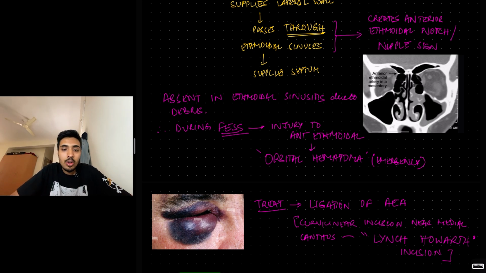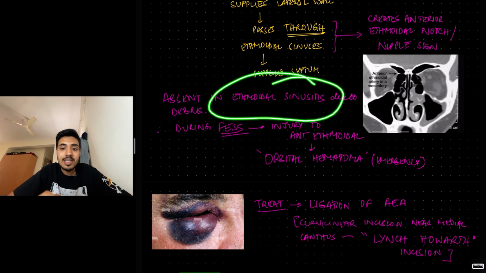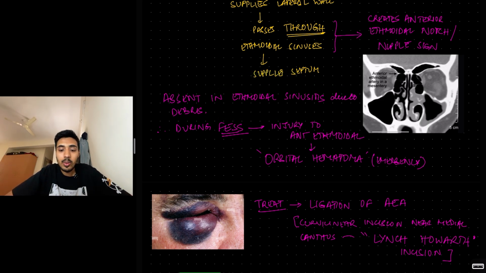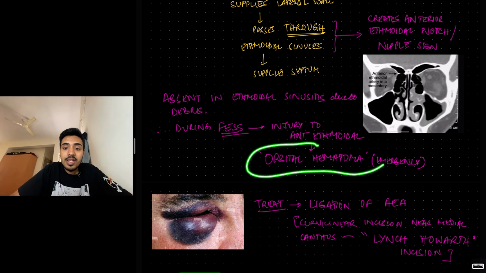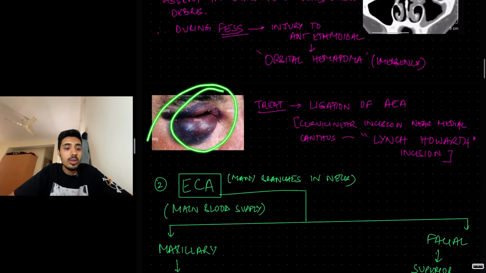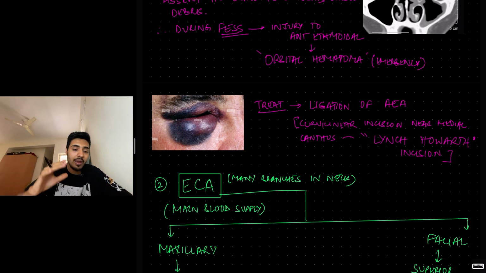So what happens during FESS? Let's say I injure this anterior ethmoidal artery when I'm doing the functional endoscopic sinus surgery for ethmoidal sinusitis. Immediately it'll start bleeding, it'll get retracted back into the orbit and cause a dangerous orbital hematoma. Blood starts accumulating in the orbit. This dangerous orbital hematoma is an emergency because otherwise it can lead to blindness because of compression of the eyeball. So immediately you need to drain it, right?